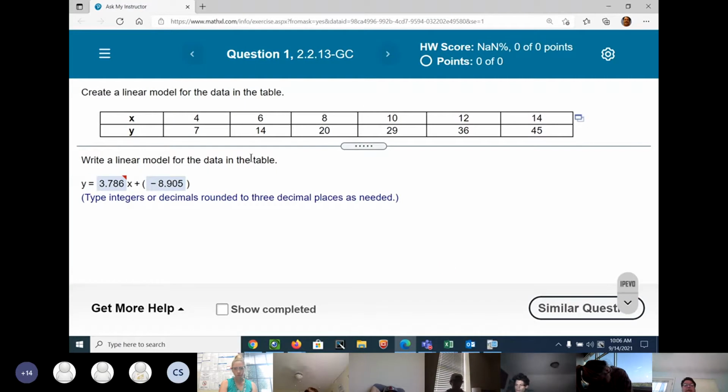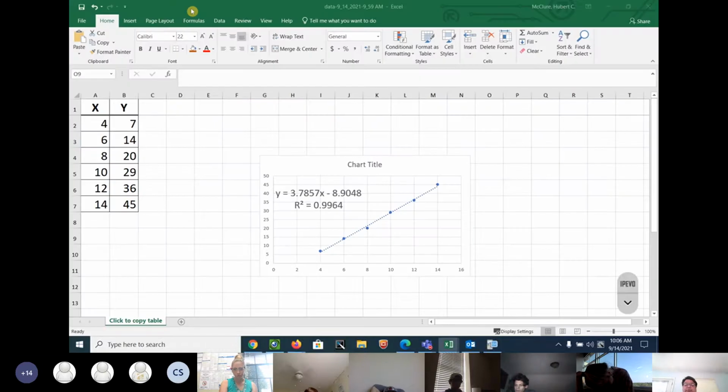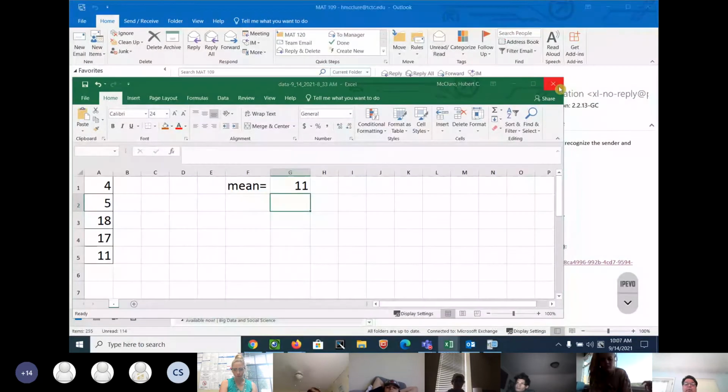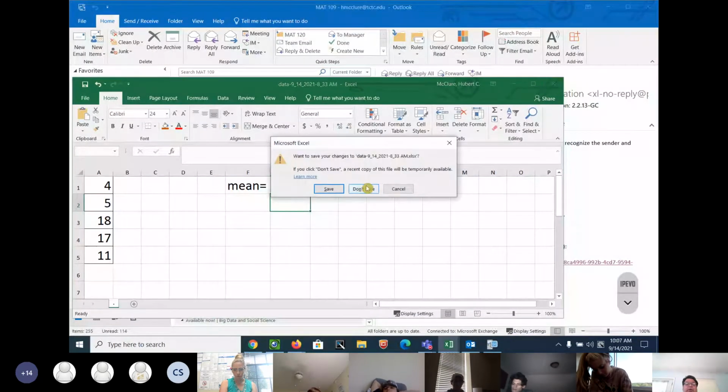All right, so that's technology. Do that with technology, either your calculator or the Excel spreadsheet. Test question, yes. It is a test question. And you do it however you want. Next question.